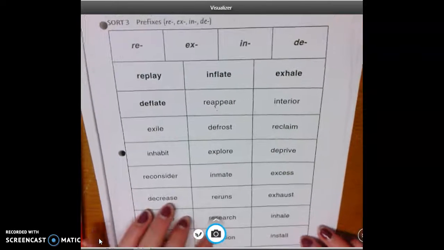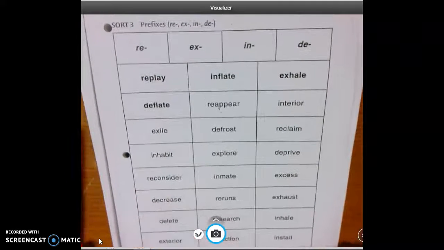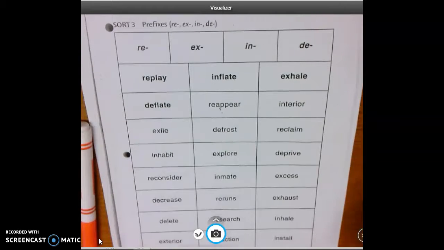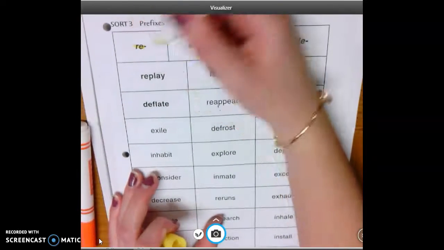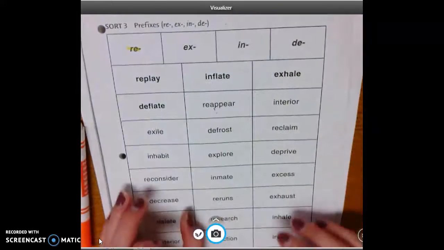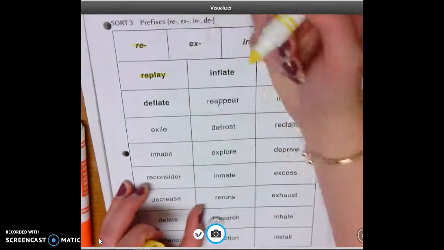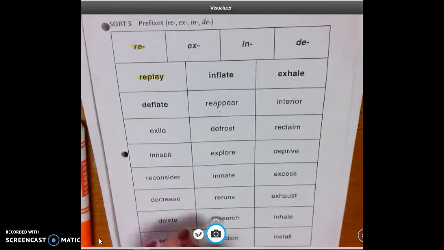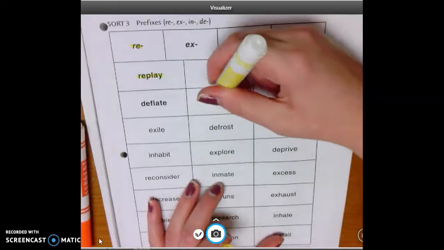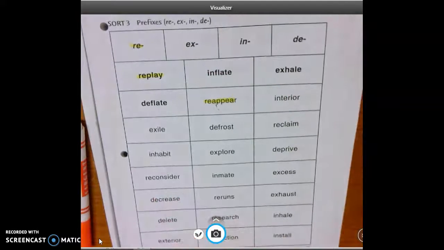So let's look at the prefixes that we have. Our first prefix is re, which means again. So for example, we have the word replay, which means to play again. I'm going to go through and highlight all of my words with the prefix re in yellow. You can use whatever color you want as long as they are all the same color. So we have reappear, which means to appear again.